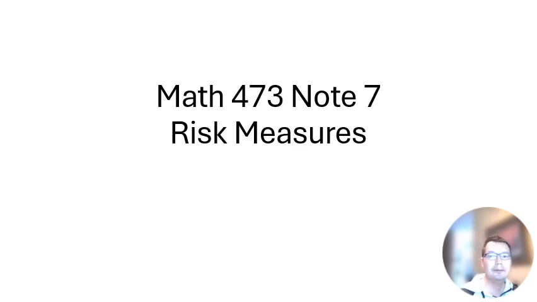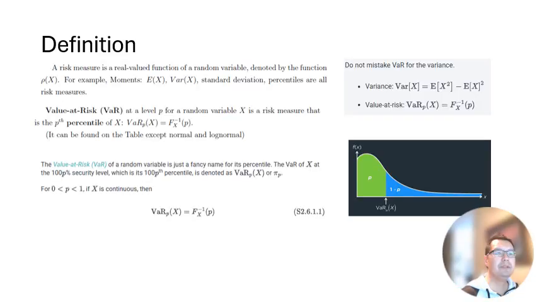Hello everyone. Today we are going to talk about risk measures. A risk measure is a real-valued function of a random variable, denoted by the function ρ(X). For example, moments, expected value of X, variance of X, standard deviation, and percentiles are all risk measures.